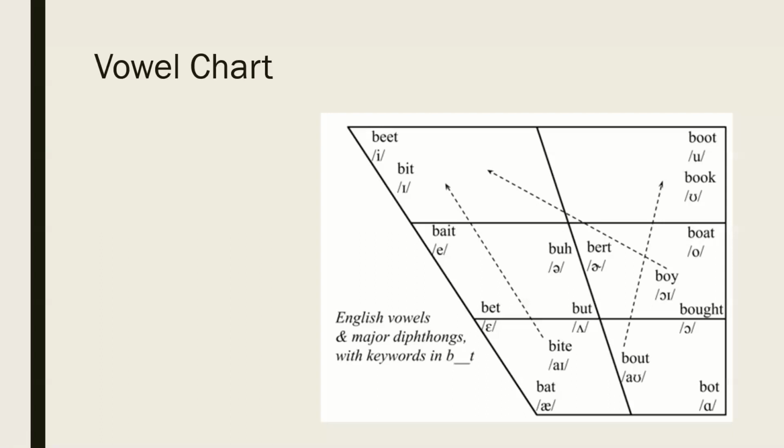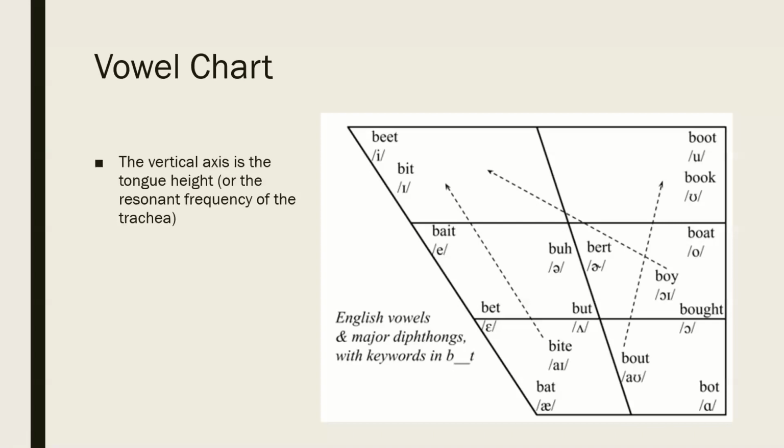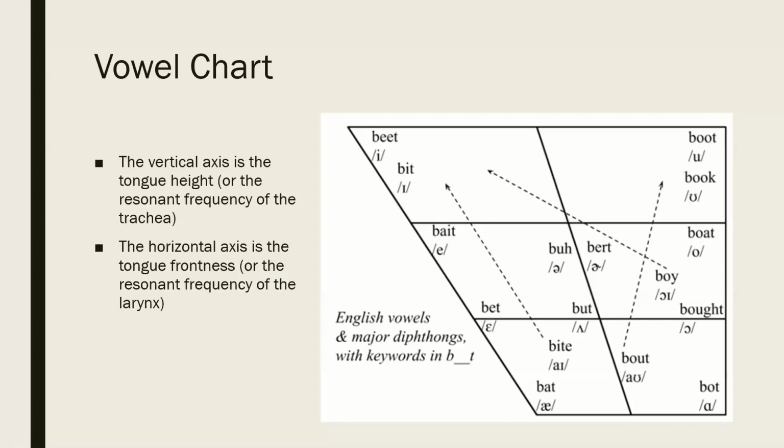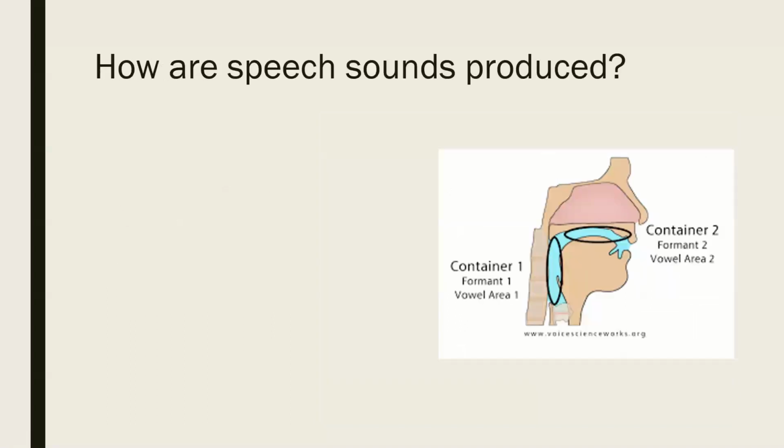So the left side of this diagram corresponds to vowels which are front. The right side corresponds to back vowels. Vowels at the top of this diagram correspond to vowels where the tongue is high in the mouth, and the vowels at the bottom of the chart correspond to where the tongue is low in the mouth. These locations also correspond to the resonant frequencies of the trachea and the larynx as well. So this is one way we can characterize the acoustic properties of vowels.